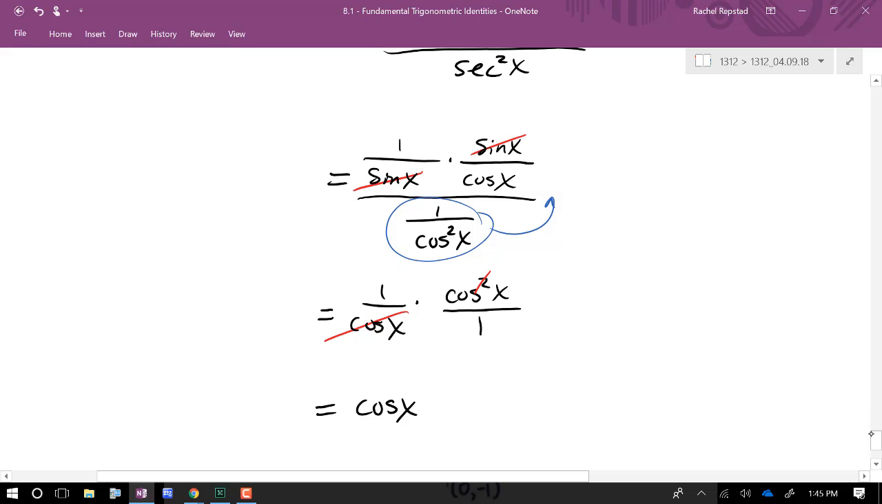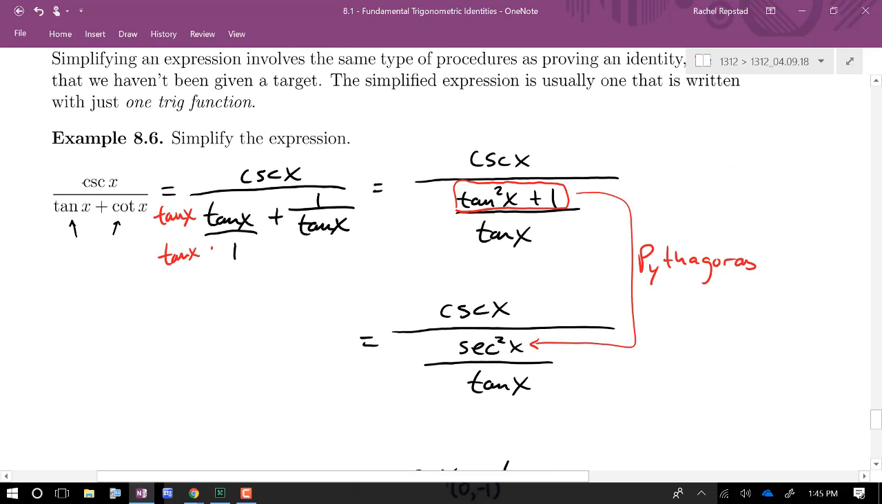And simplified in that for sure, I think we would all agree that evaluating just cosine x is a lot simpler. If I know an angle, I'd much rather plug that angle into just cosine versus plug it into that expression to evaluate it.